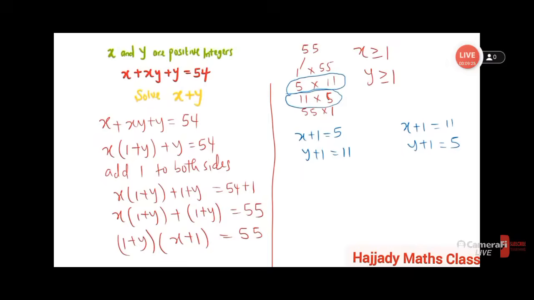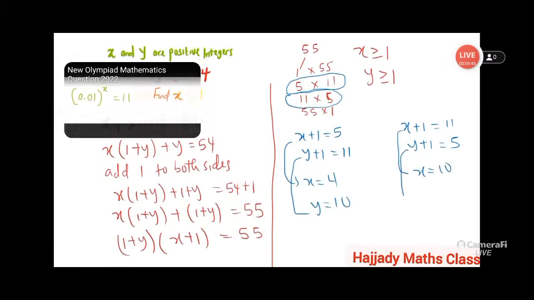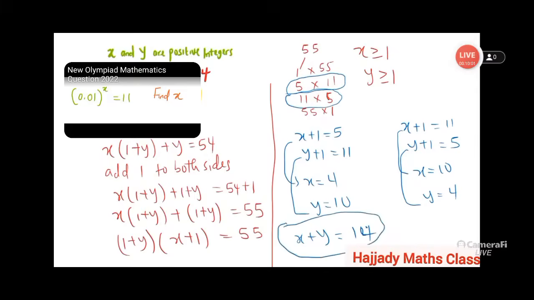So now solving this simultaneously, you will agree with me that from here my x is the same thing as 4, and also from here my y is the same thing as 10. Just the same thing here, the value of x can be 10, and from here the value of y can be 4. So solving either way, my x plus y equals 14, and this solves our question.